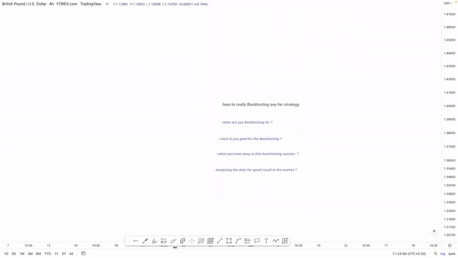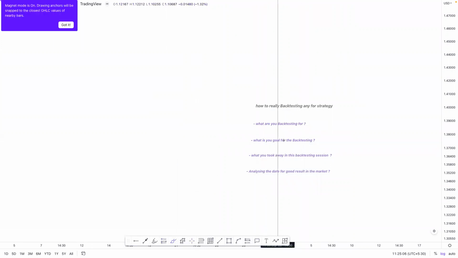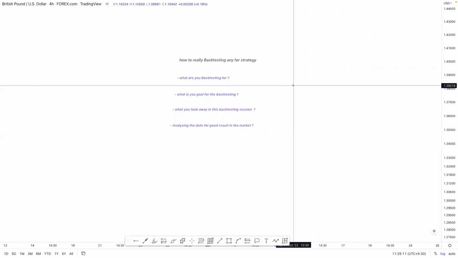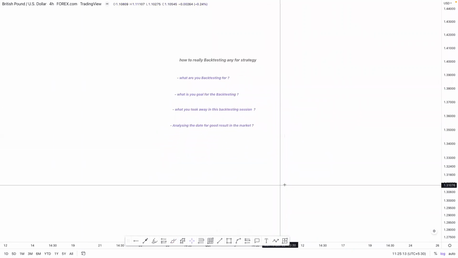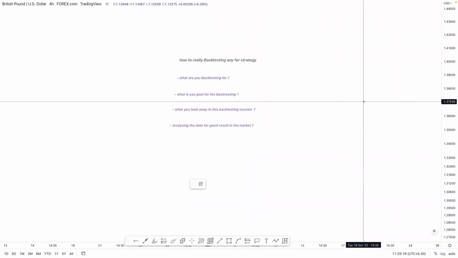What is the goal, like I have shown you here. What is the goal for your backtesting session? As I have told you, before you backtest, you need to have some type of goal. Because without a goal, without any interaction, without any plan, you can't just do backtesting, and it won't help you.